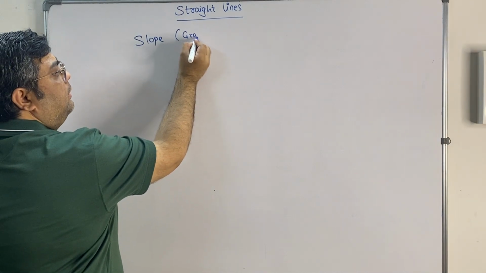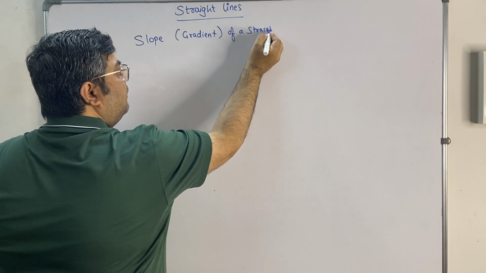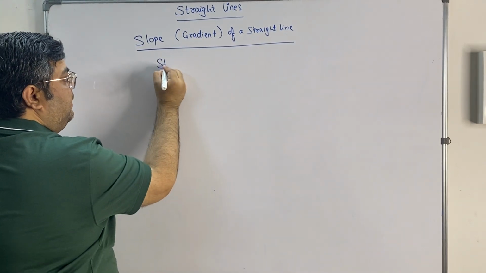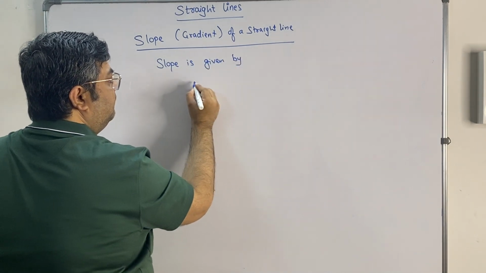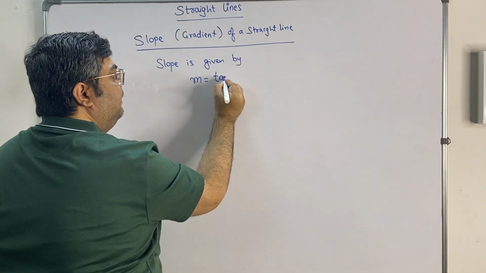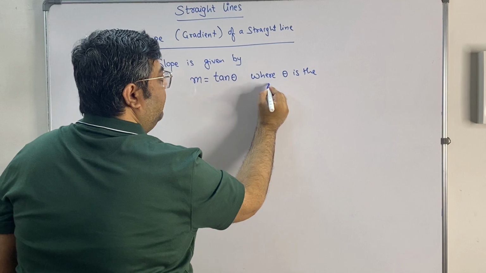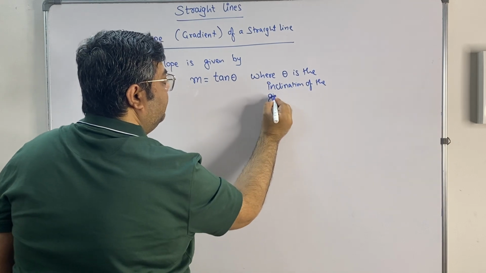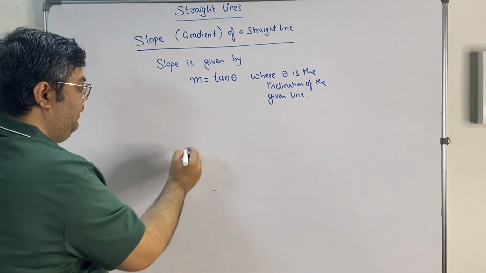Slope, we also call it gradient. So slope is given by m is equal to tan theta, where theta is the inclination of the given line. It is denoted by m, say tan theta.